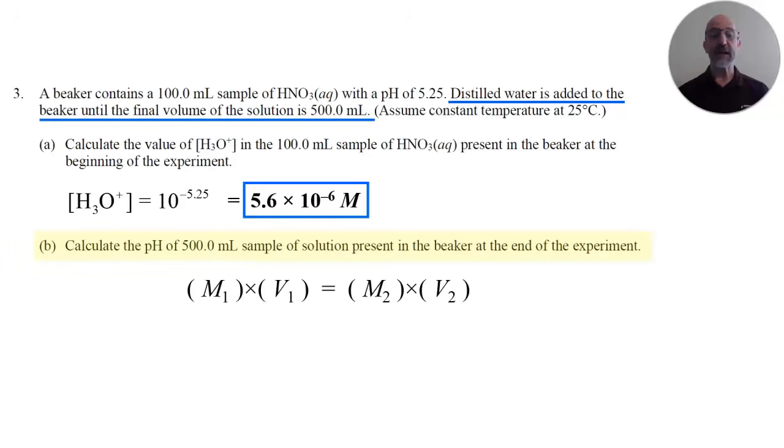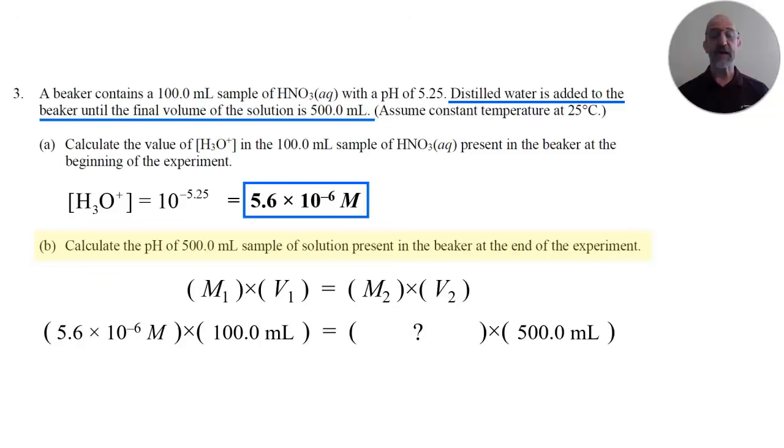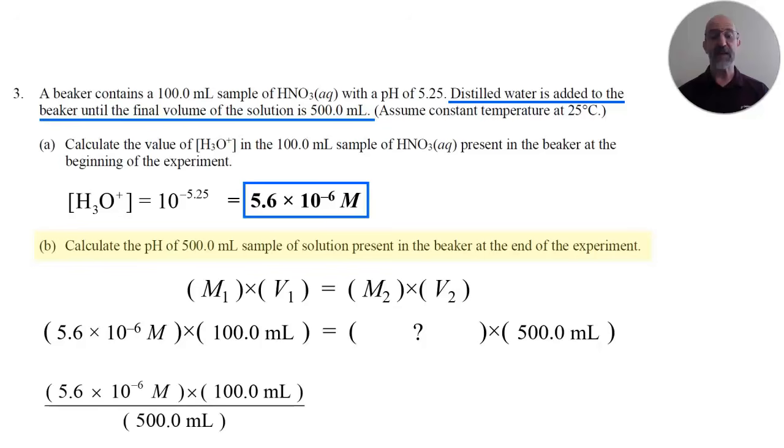We know that the molarity of the hydronium ion from our answer to part A is 5.6 times 10 to the negative 6 moles per liter. And that was before the additional distilled water was added. So the volume was 100 milliliters. The new molarity of the hydronium ion is a number that we don't know yet, but the new volume is now 500 milliliters. So hopefully you can see that really all you have to do is solve for the new concentration, and then take the negative log of that value to get the pH.